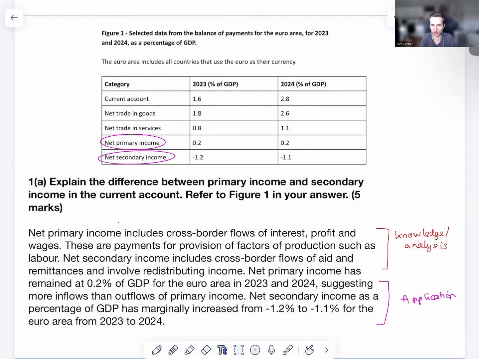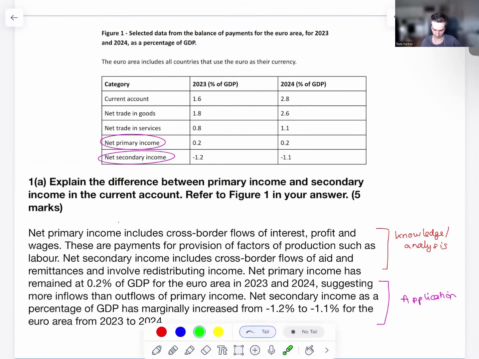So I've lifted the first question and the relevant part of the extract from that paper. The 5 mark question, the 1A, is: explain the difference between primary income and secondary income in the current account. Refer to figure 1 in your answer. And figure 1 is this table that I've pasted in above here.